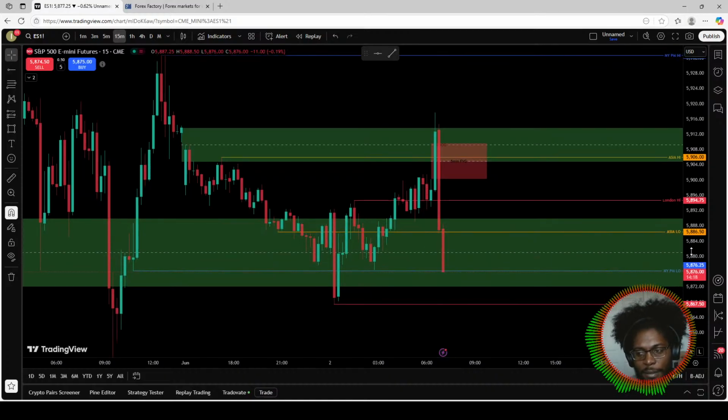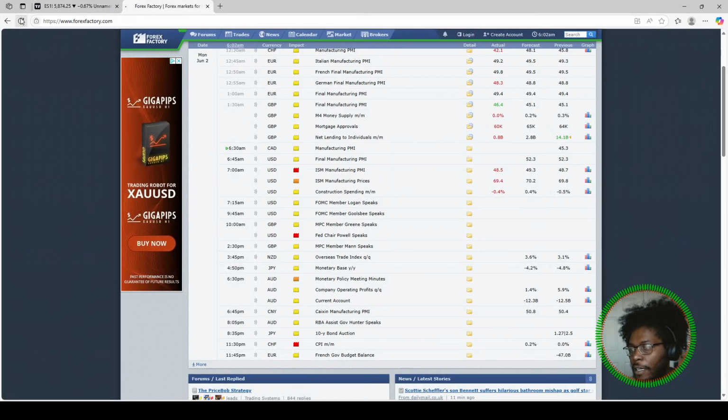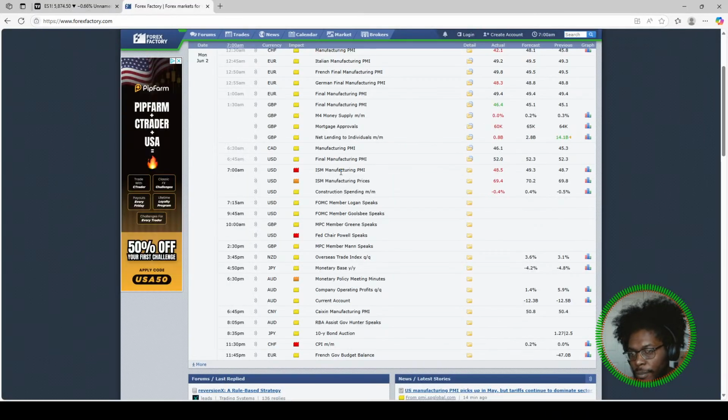Dang, what did they say? Okay, PMI was a little bit less than what it was previously. So was, yeah, the prices, ISM manufacturing prices.